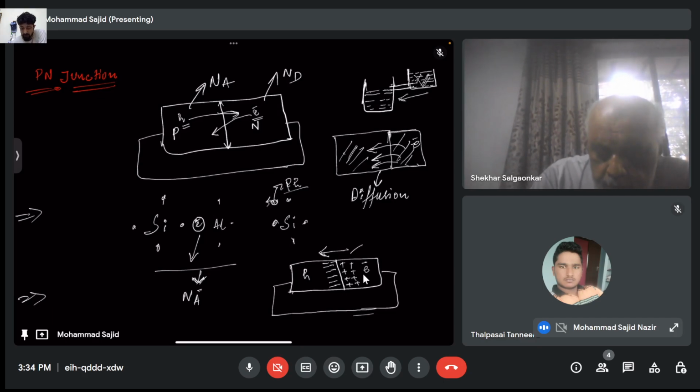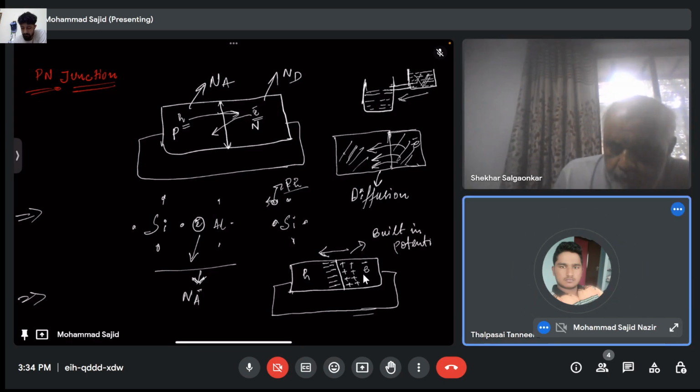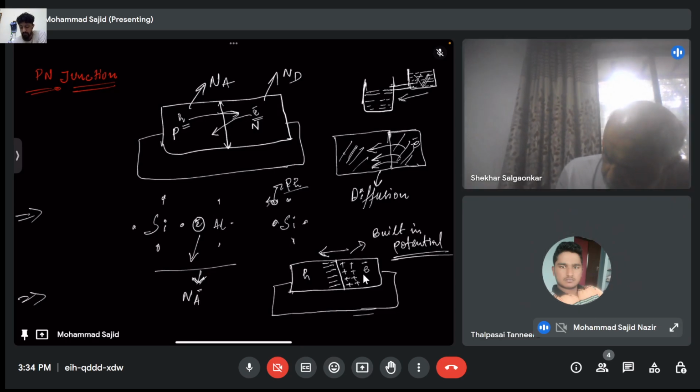What is this called? The built-in potential, right? That is due to immobile charges. So this is a built-in potential. Now if I tell you to draw a band diagram of a PN junction, can you draw it?